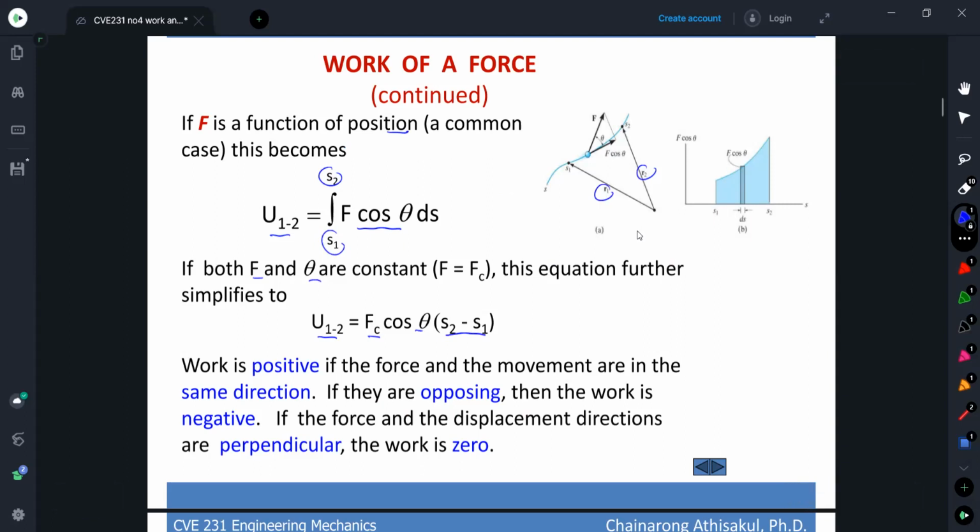We have to know that work is positive if the force and movement are in the same direction. If they are opposing, the work is negative. And if the force and displacement directions are perpendicular, the work is zero.